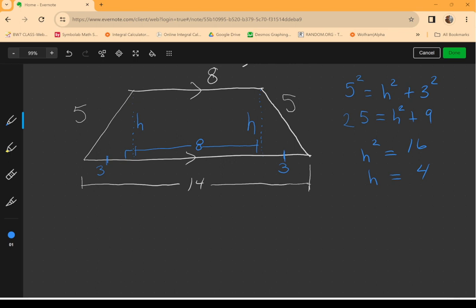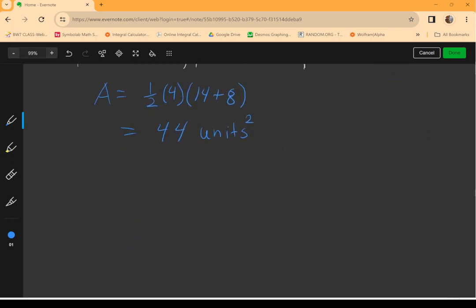Okay, so now I have all the information that I need to calculate the area. The area will be 1/2 the height, which I determined to be 4, and then the sum of the bases, 14 plus 8. Okay, so 14 plus 8 turns out to be 22. So we get 44 units squared. All right, so that's how we would calculate the area for this problem. All right, let's take a look at a different example.